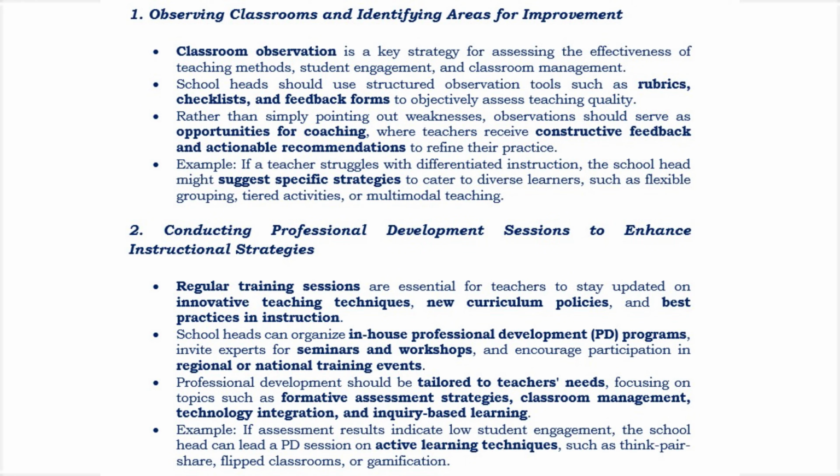School heads should use structured observation tools such as rubrics, checklists, and feedback forms to objectively assess teaching quality. Rather than simply pointing out weaknesses, observations should serve as opportunities for coaching, where teachers receive constructive feedback and actionable recommendations to refine their practice. Example: if a teacher struggles with differentiated instruction, the school head might suggest specific strategies to cater to diverse learners, such as flexible grouping, tiered activities, or multimodal teaching.